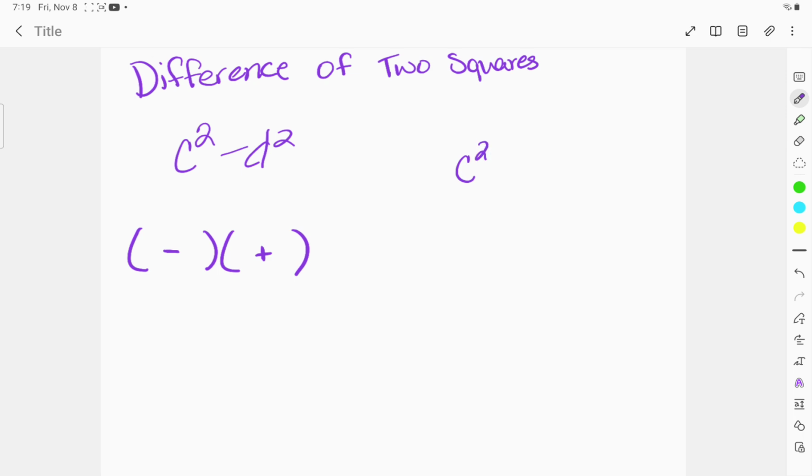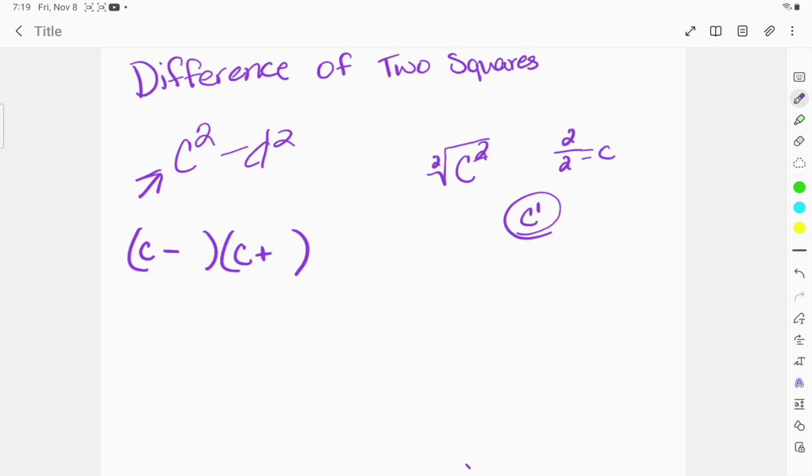So we're going to take this first one and we're going to say, what is the square root of c squared? So remember, when you're taking the square root of a variable raised to an exponent, you take that exponent and you divide it by your root, which is 2. So 2 divided by 2 equals 1. So the square root of c squared is c to the first. So I'm going to have 2 of these, 2 c to the first. One in that binomial, one in that one.